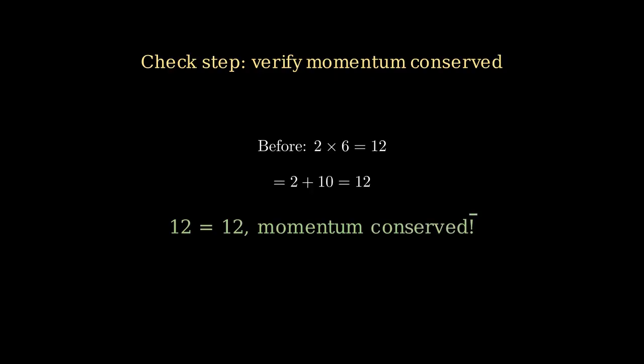Now for the check step, to confirm this answer is correct. Total momentum before the collision was 12 from 2 times 6. Total momentum after the collision is 2 times 1 plus 3 times 3.33, which is 2 plus 10, giving 12. Since 12 equals 12, momentum is conserved, and our answer is confirmed correct.